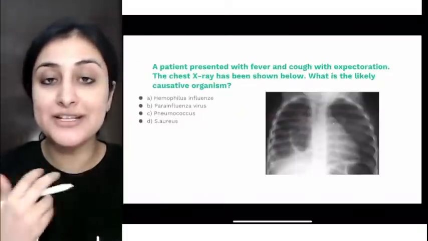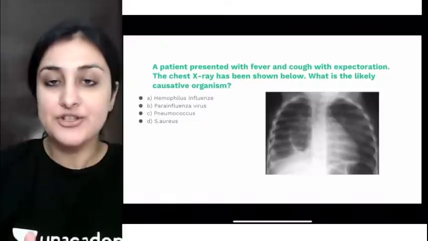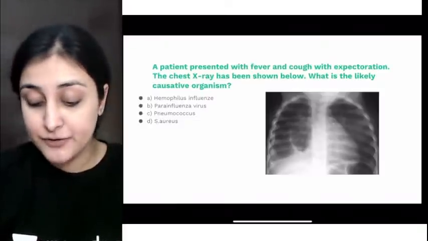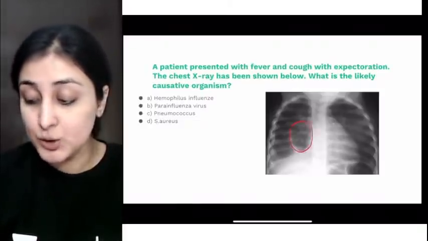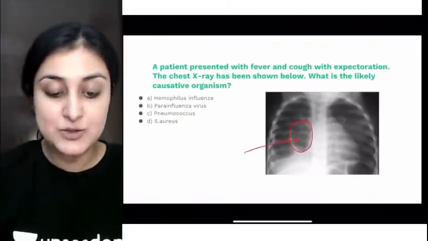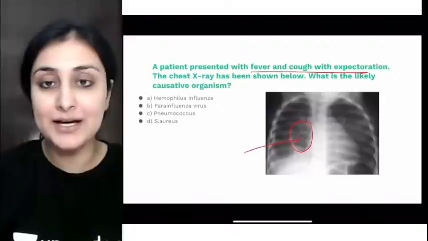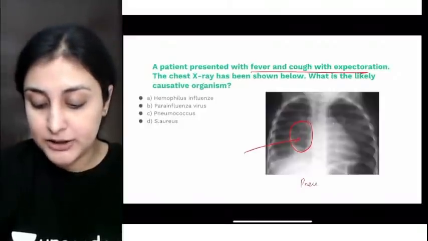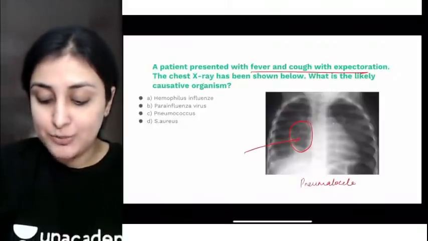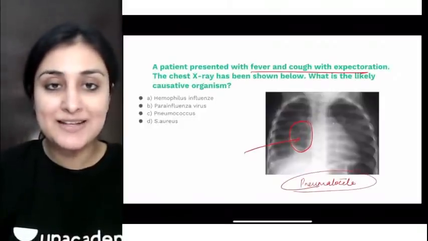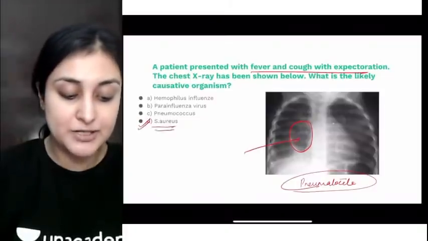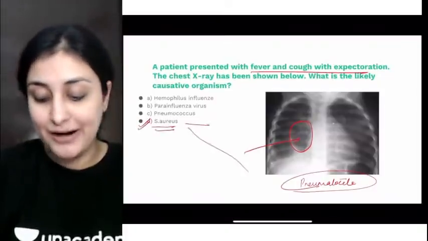Patient presents with fever and cough with expectoration. Chest X-ray shown. What is the likely causative organism? What is this? An air ball. What is this called? When you see it with fever, cough with a pneumonia case, this means it is a pneumatocele. Pneumatocele is associated with which organism? Staph. Alright, so remember Staph aureus. 2 words you have to remember.